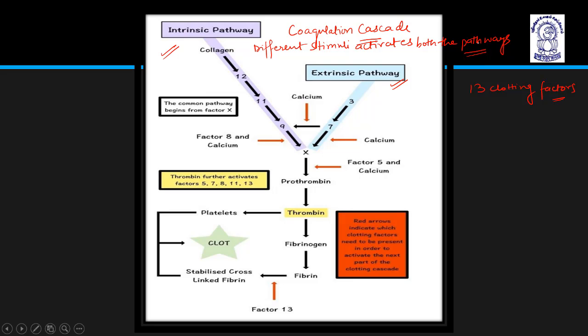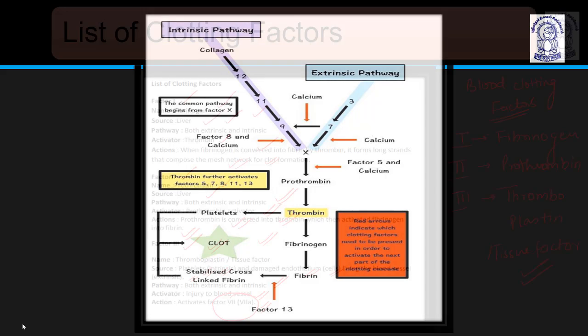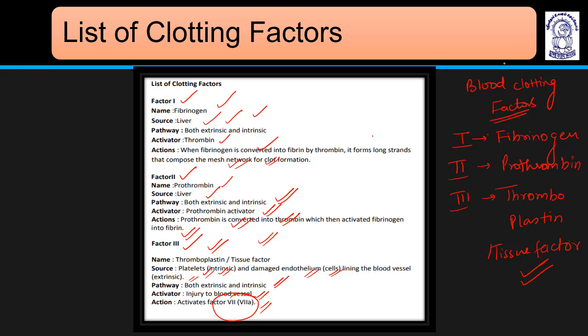There are some common factors which are required, especially the common pathway begins from factor number 10. So I would like to just revisit all the factors once again. Factor number 1, fibrinogen. Only the names I will tell you. Fibrinogen, which is required in both extrinsic and intrinsic pathway. Factor 2, prothrombin, required in both the pathways. Factor number 3, thromboplastin or tissue factor, required in both the pathways.